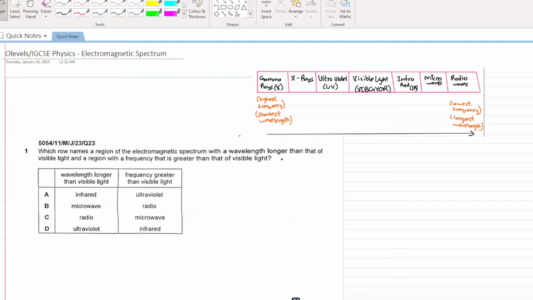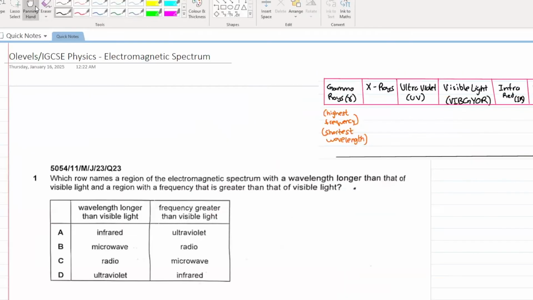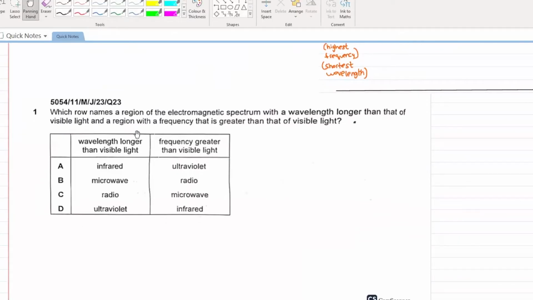Okay, students. So let's start with O levels in IGCSE physics, MCQs for the topic of electromagnetic spectrum. So let's zoom in a bit and let's try this question. Which row names a region of the electromagnetic spectrum with a wavelength longer than that of the visible light and a region where the frequency is greater than that of visible light?